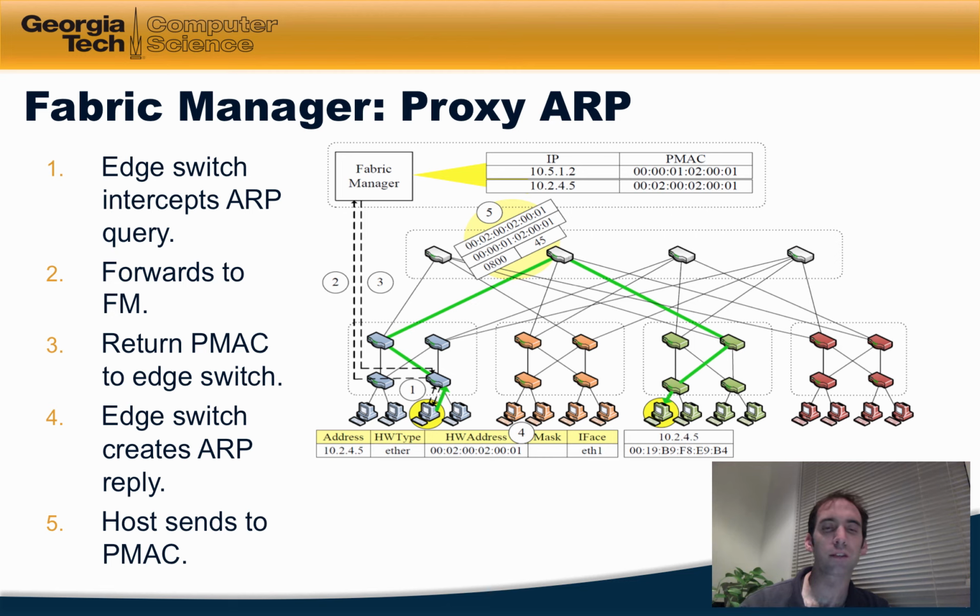Finally, the host sends the Ethernet frame to the pseudo MAC address instead of to the actual physical MAC address, and switches in the data center topology can then forward the frame along the appropriate path based on the hierarchical structure of the pseudo MAC address.